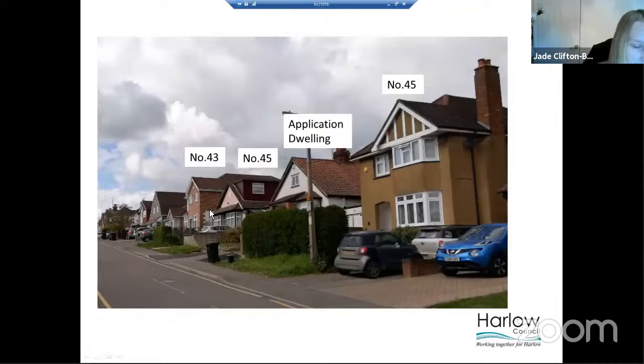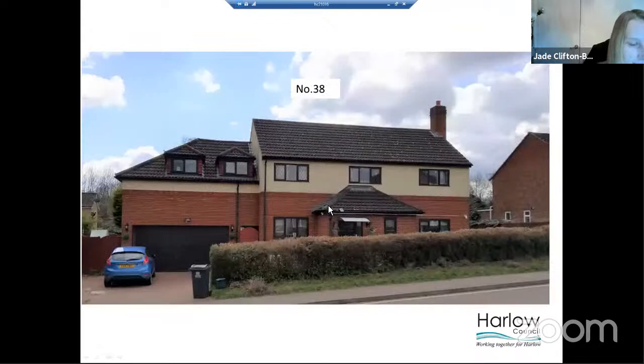And here is the row in context. And this is the dwelling opposite the site, number 38, which appears to be built as existing.